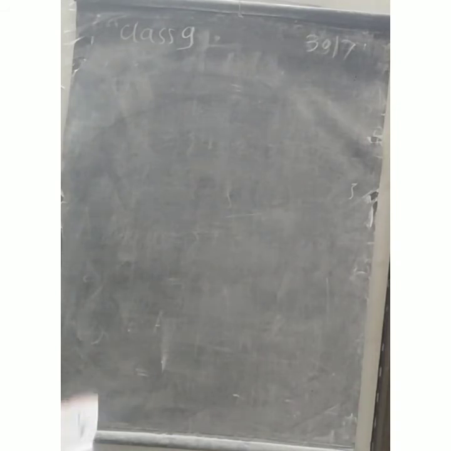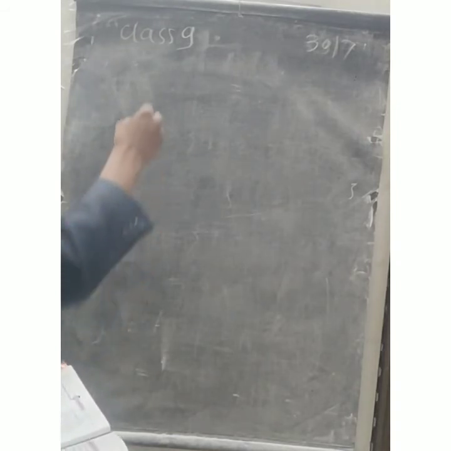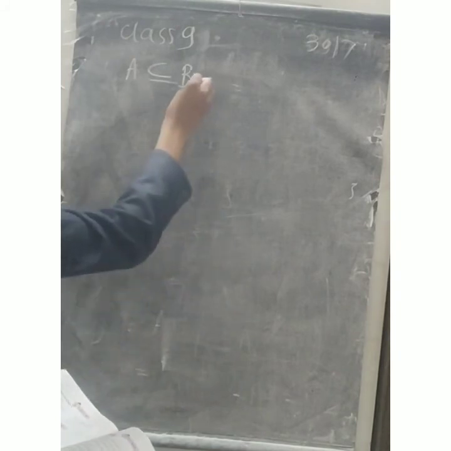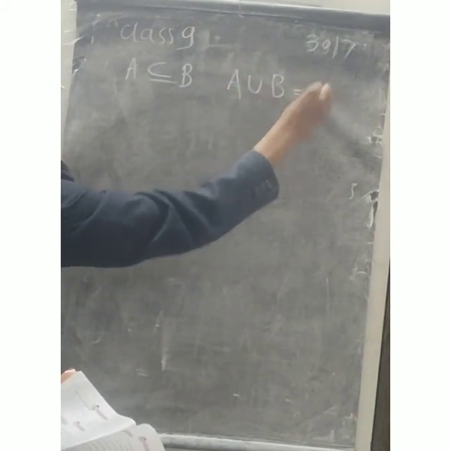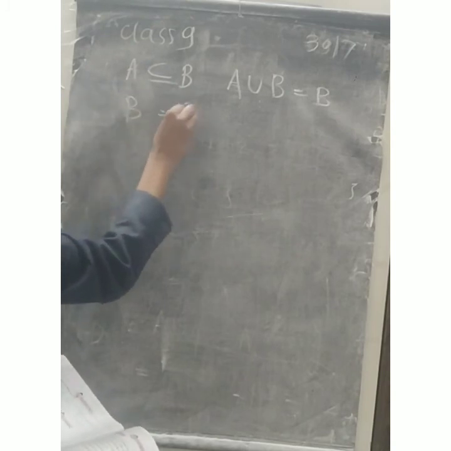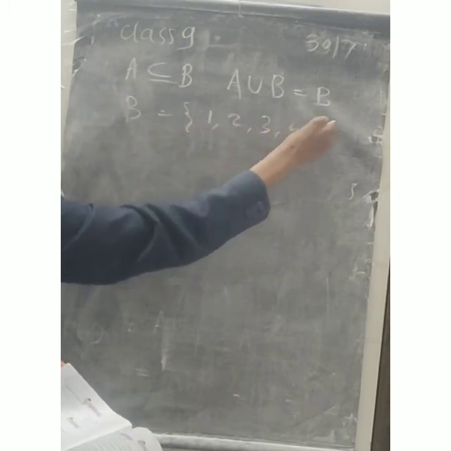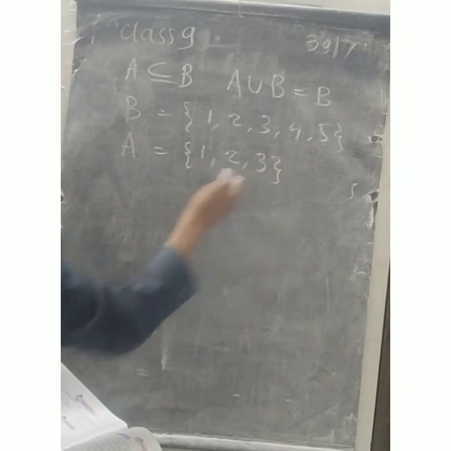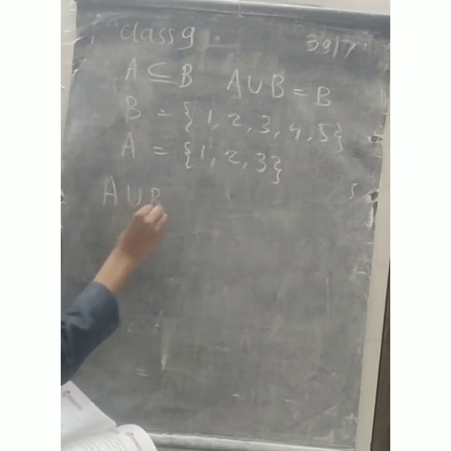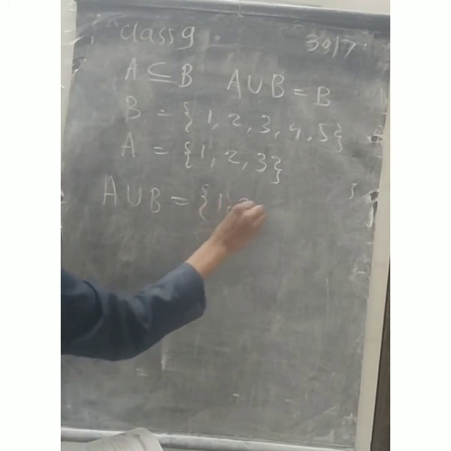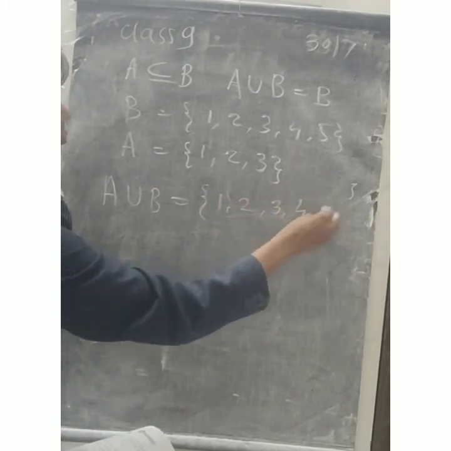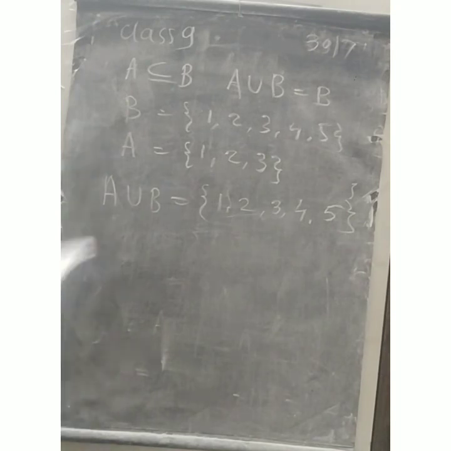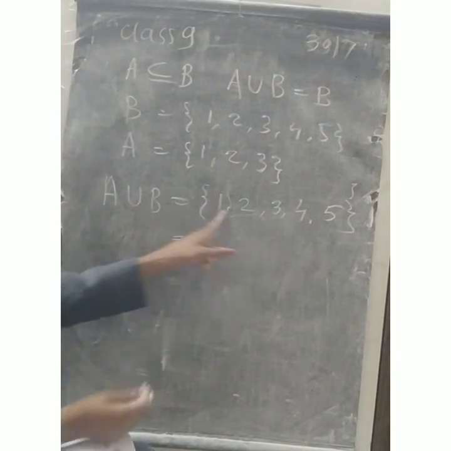Now the next property is, if A is a subset of B, then A union B is equal to B. If B is 1, 2, 3, 4, 5 and A is 1, 2, 3, then what will be A union B? 1, 2, 3, 4, 5. Can we again write 1, 2, 3? No, we cannot write it because we have already written it once. So if you look at this, this is equal to B.